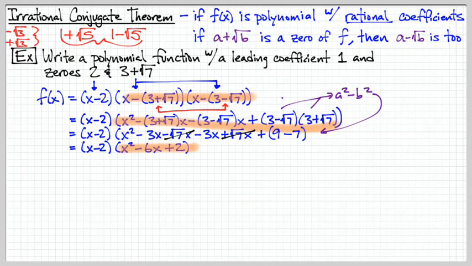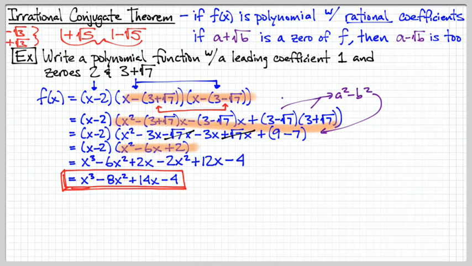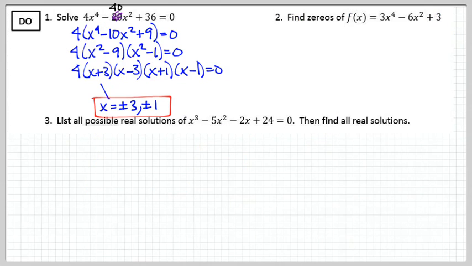So what we're going to do here is just multiply this all out, simplify it, and we get our polynomial that has a root of 2. It has a root of 3 plus root 7, and also, of course, its conjugate. Okay, so you see one of the problems. You can work through these problems. I'll show the answer in 3, 2, 1.